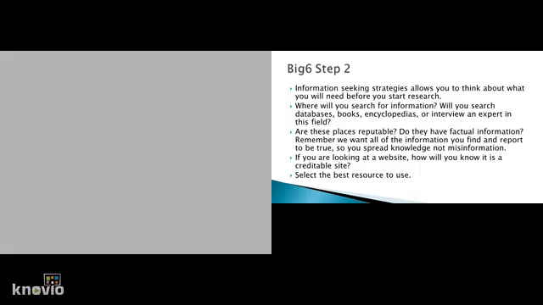Step 2 in the Big 6 research model is information seeking strategies. This is the time where you are allowed to think about what you will need before you start your research. Where will you search for your information? Will you search in a database, maybe some that we have here at school, a book, encyclopedias, or maybe interview an expert in the field?